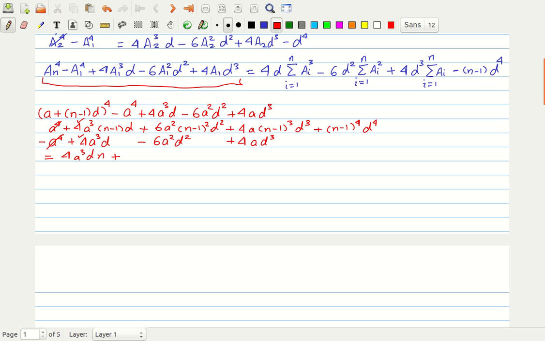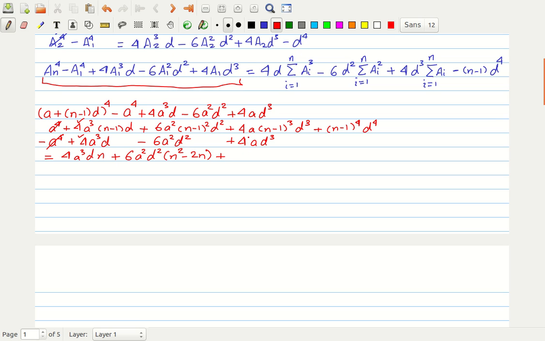I can take 6a square d square common. So this is 6a square d square. Now what is n minus 1 square? It is n square minus 2n plus 1. And over here is minus 1. So plus 1 from this n minus 1 will cancel, and all you will be left with is n square minus 2n, right? Because n square minus 2n plus 1 and then minus 1. So plus 1 and minus 1 will cancel and you will be left with n square minus 2n. I'm skipping some steps because I want to reduce the number of rows. You can do it in full expansion and see that you get this. Okay.